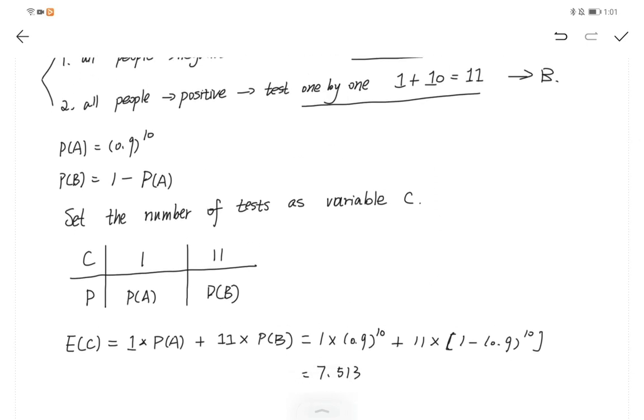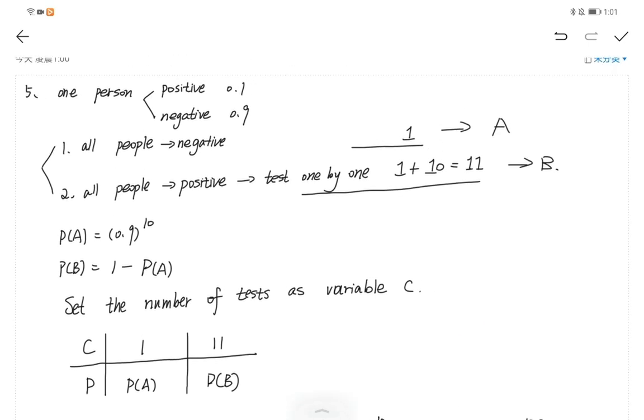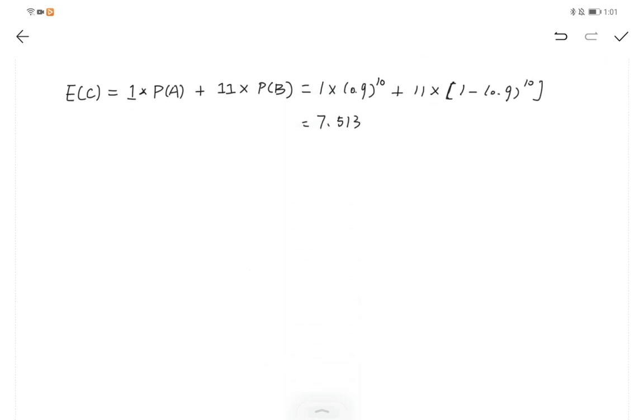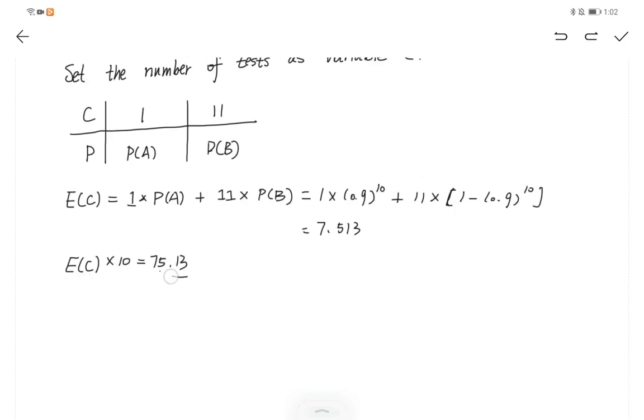That's the average number of tests for only one group, and we have 10 groups, so we must use the expectation of variable C multiplied by 10. So that is the number of tests we need to do by the second method on average.